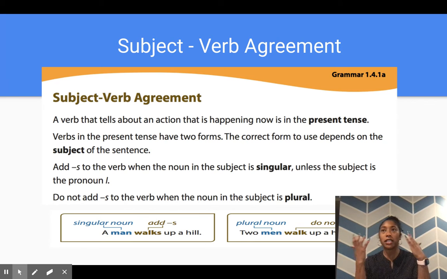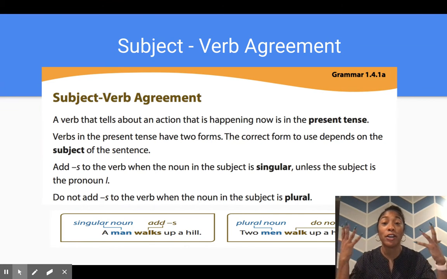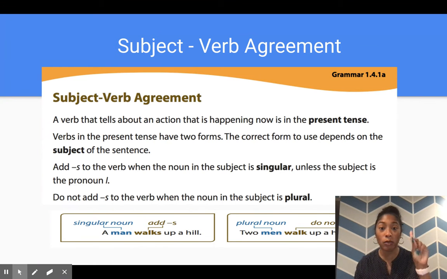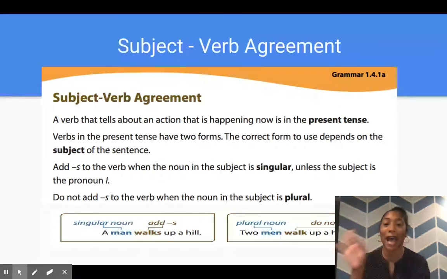So I know you are saying, Dr. Daniel, what are you talking about? What do you mean? So let's look at my example at the bottom. A man walks up a hill. Well, it is one man, right? So for walk, which is the verb, we have to add an S. But what happens if we have two men? Well, two men, they don't walks up the hill, they walk up a hill. So if it's singular, meaning there is only one person or one noun, then we add the S. When it's two and it's plural, we do not add the S.